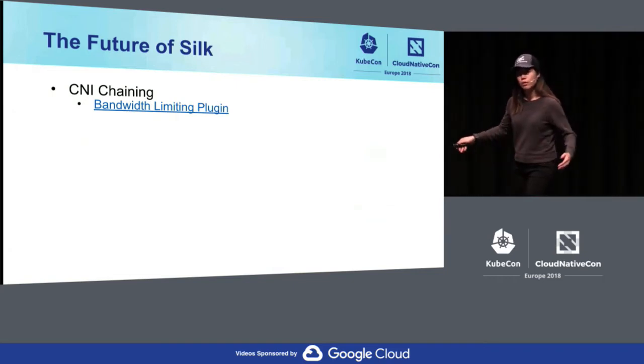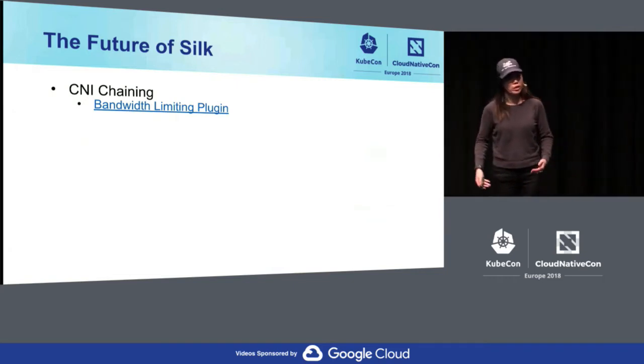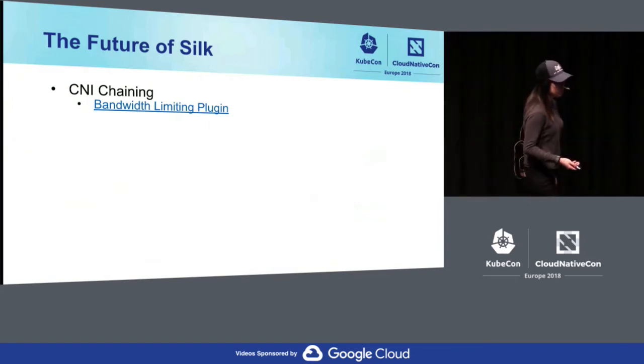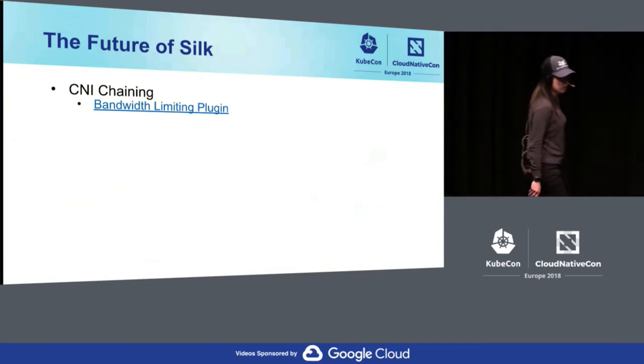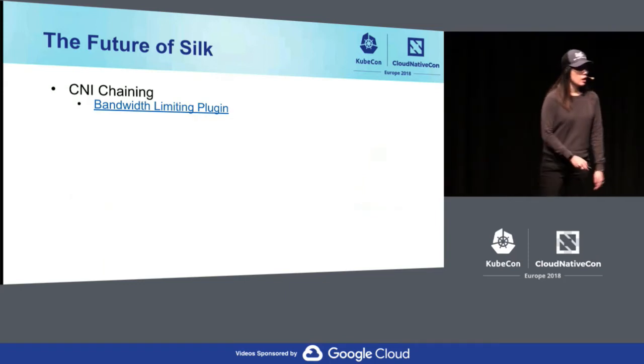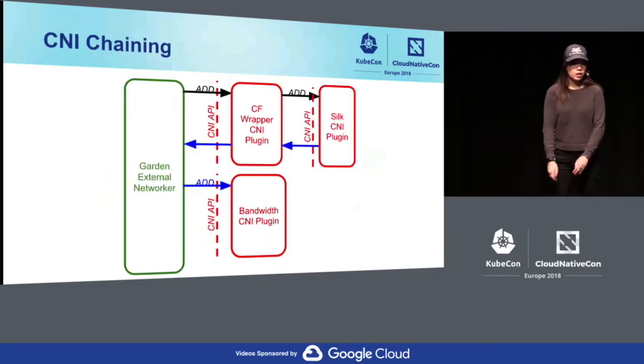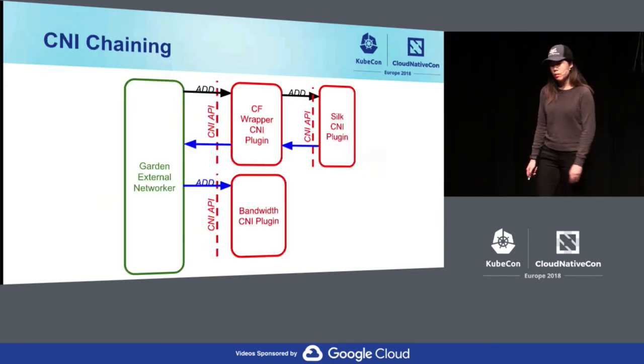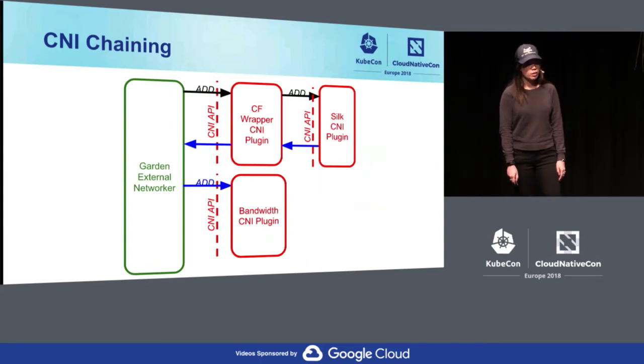So this is now accessible for everyone to use. It's in the CNI plugins repo. And it's actually being currently merged into Kubernetes as well for use. And so we're looking to also extract that code out from the Silk CNI plugin and do plugin chaining with the bandwidth CNI plugin that we've recently added.